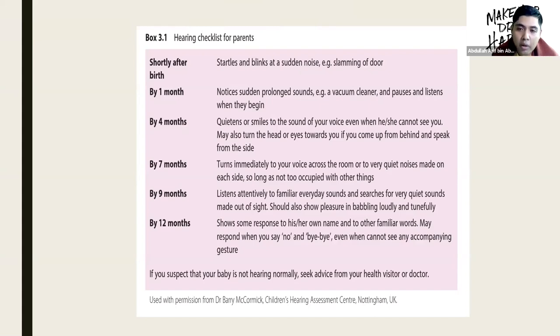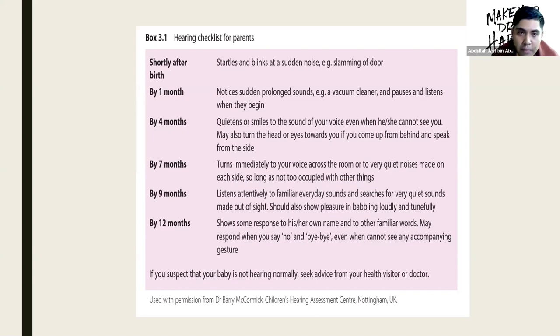The baby can also turn the head or eyes toward the sound by the end of 4 months. At 7 months, the baby can turn immediately to a voice across the room or to very quiet noises made on each side. At 9 months, the baby can listen attentively to familiar everyday sounds and search for very quiet sounds made out of sight, and show pleasure in babbling loudly and tunefully. At the end of one year, or 12 months, the baby will show some response to his or her own name and to other familiar words. May respond when you say no or bye-bye, even when there is no accompanying gesture.